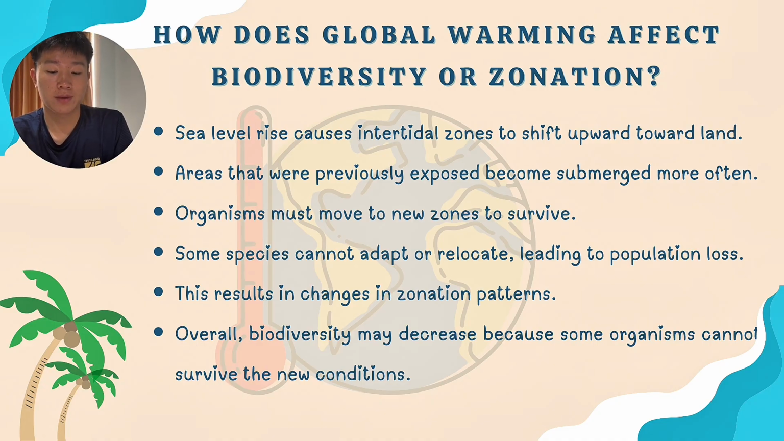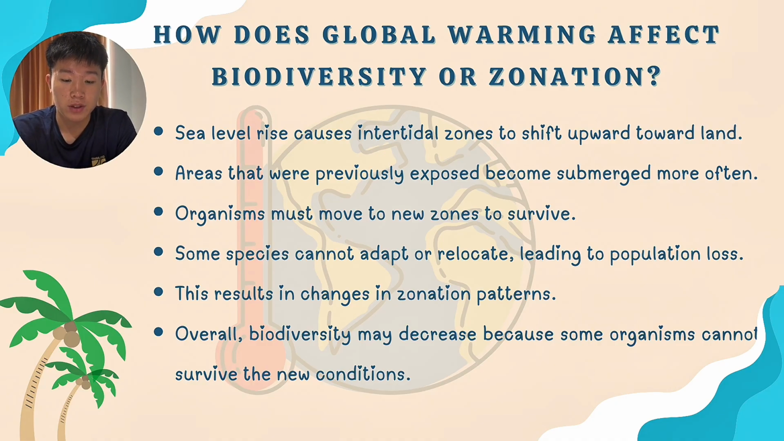Third, organisms must move to new zones to survive. Because the conditions in the original habitats are changing, many organisms are forced to migrate to new zones where the environmental conditions are more suitable for their survival. Fourth, some species cannot adapt or relocate, leading to population loss. However, not all species are able to adapt quickly to this environmental change or relocate to a new habitat, which can lead to a decline in their population or even local extinction.